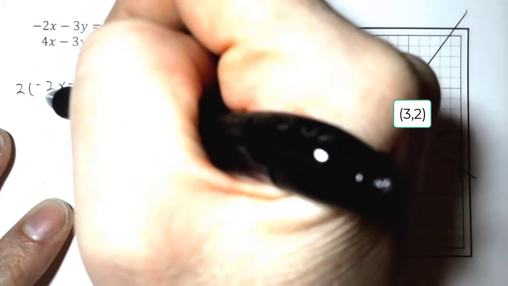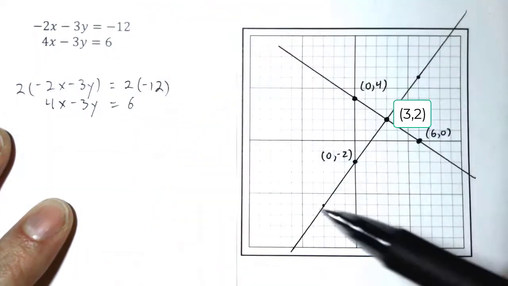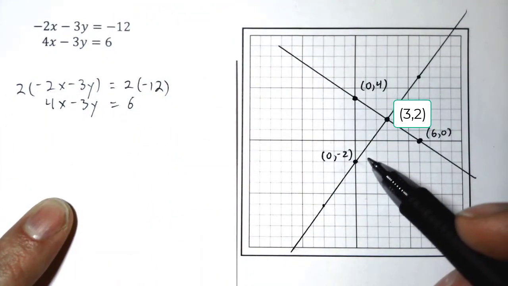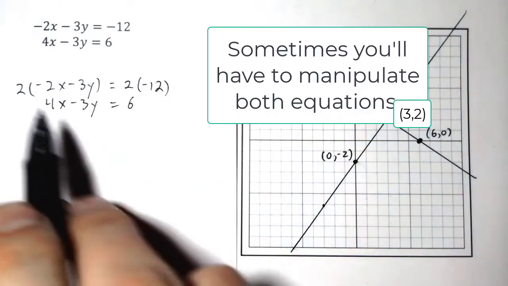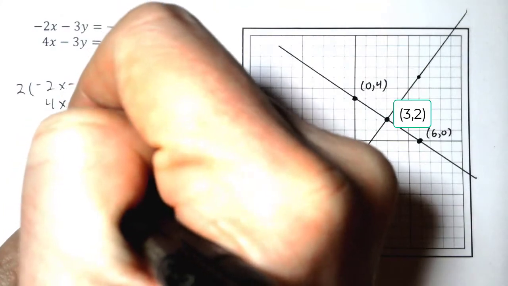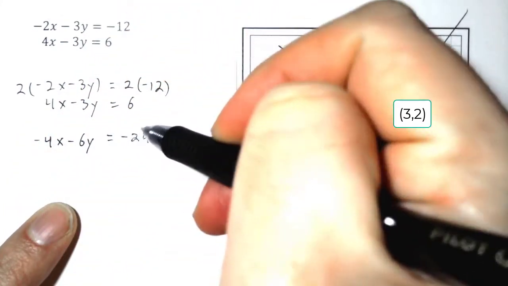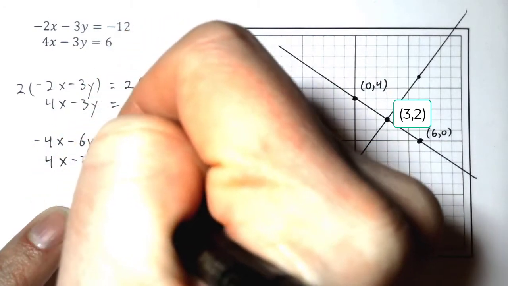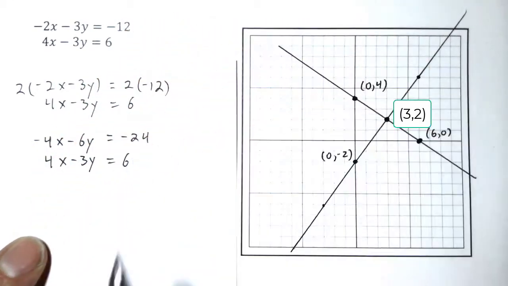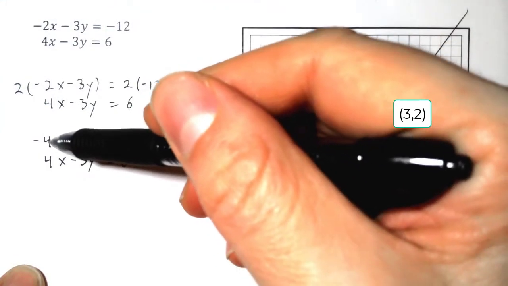And I'm going to leave the second equation alone. It looks like I can get away with just changing the first equation. Now let's go ahead and multiply through the first equation by 2. What do I get? And the second equation? Okay, so I've arranged that these two numbers are opposites.